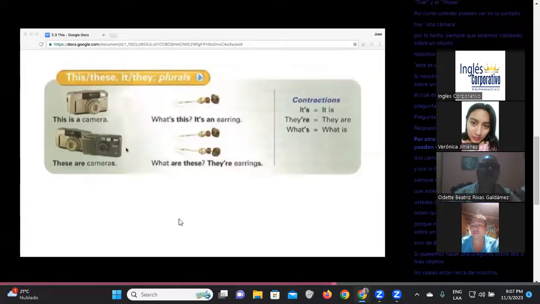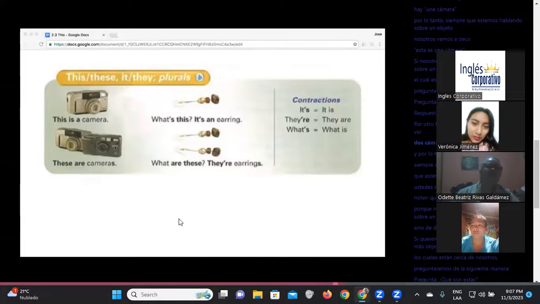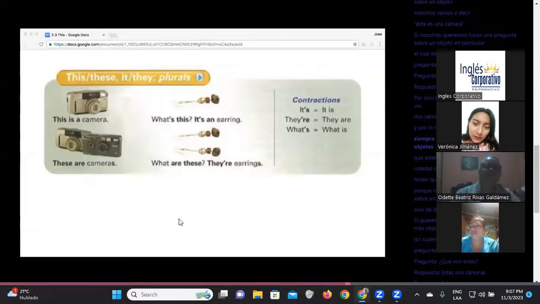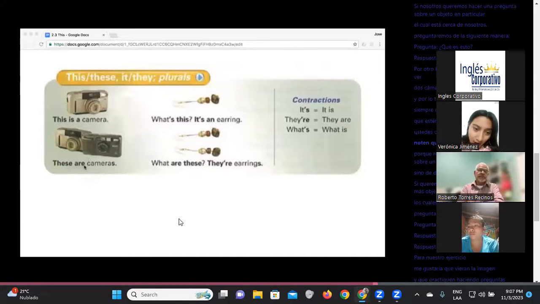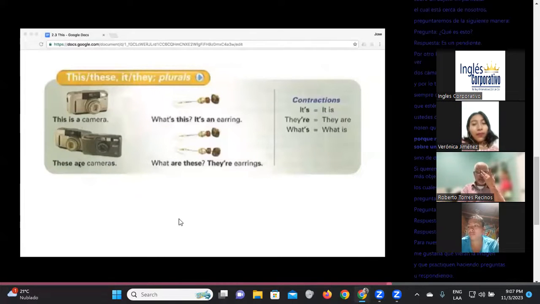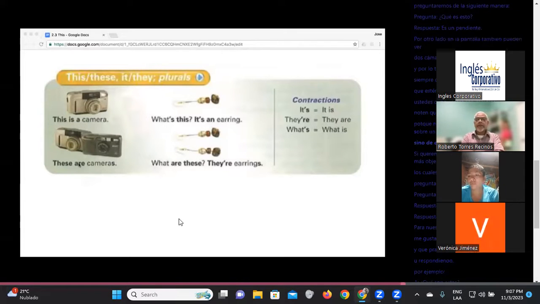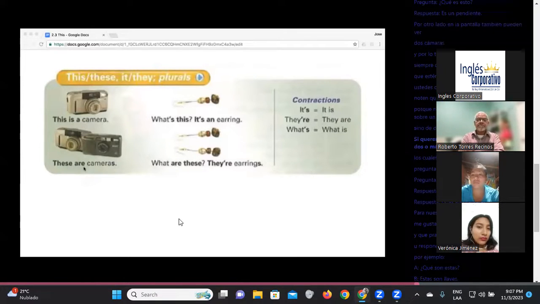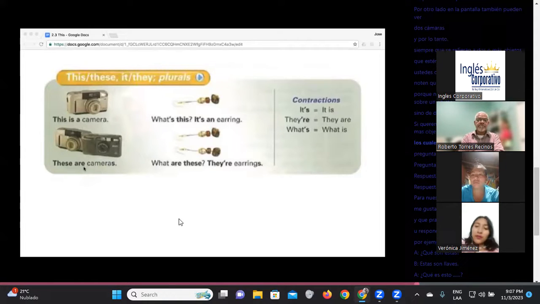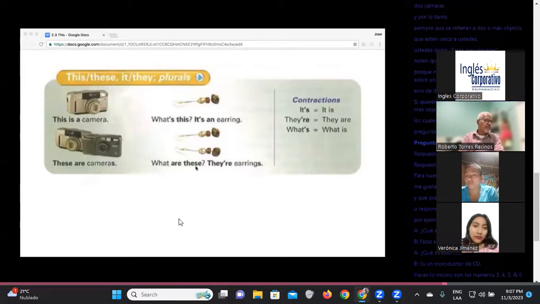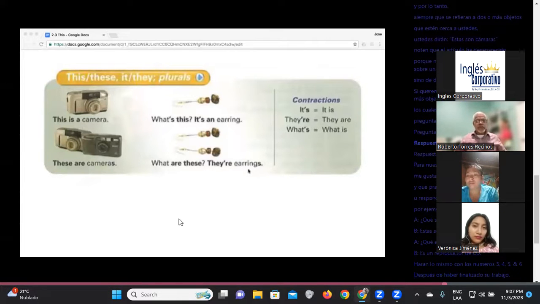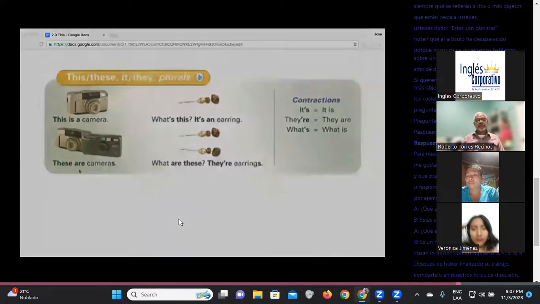On the other hand, on the screen, you also see two cameras. And therefore, whenever you refer to two or more objects which are near from you, you will say, these are cameras. Notice that the article A from the previous example disappears because we're no longer talking about one object but instead two or more. If we want to ask a question about two or more objects which are near to us, we will ask in the following way. What are these? They're earrings. Or they're cameras, for example, right?